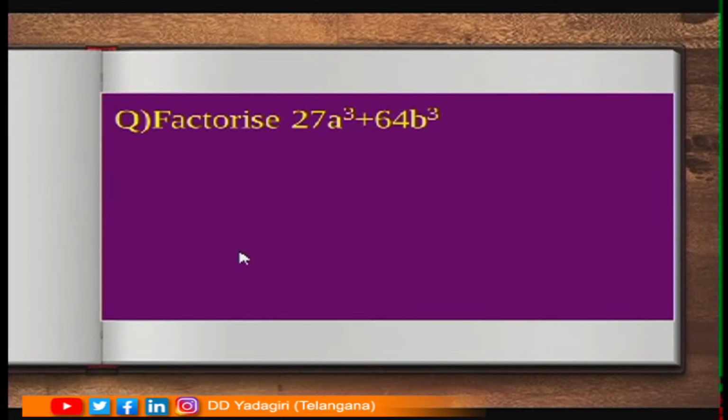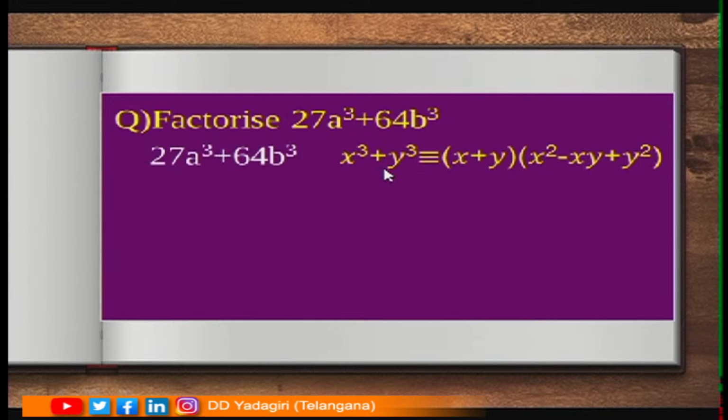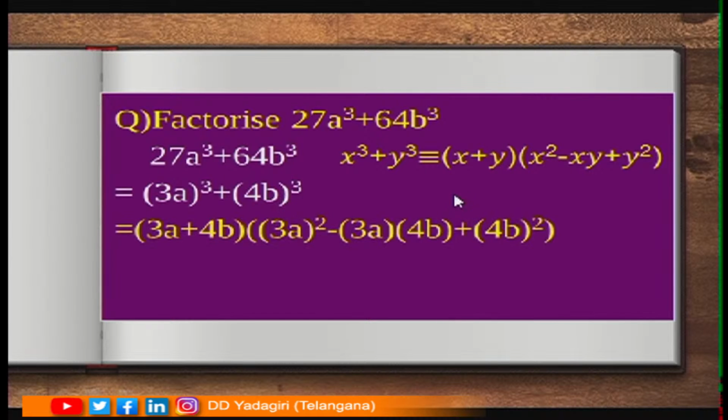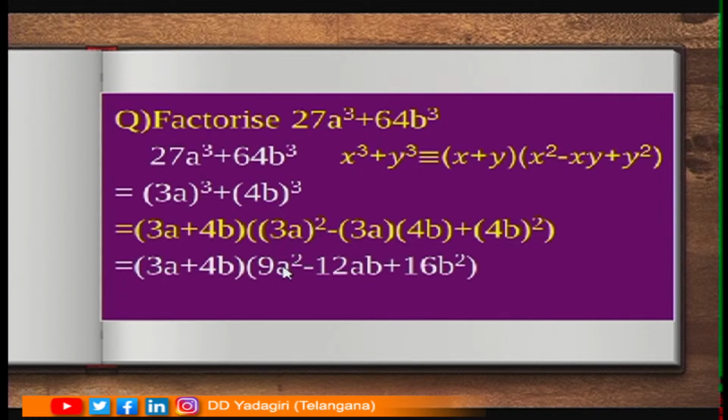So, we just take a factorization of 27 a cube plus 64 b cube. So, we can write 27 a cube plus 64 b cube, use the result x cube plus y cube as x plus y into x square minus xy plus y square. So, you can have 27 a cube as 3 a whole cube and 64 b cube as 4 b whole cube. So, when you use the result here, it is 3 a plus 4 b into 3 a whole square minus 3 a into 4 b plus 4 b whole square. So, it is nothing but 3 a whole square is 9 a square and 3 into 4 is 12 ab and 4 b square is 16 b square.